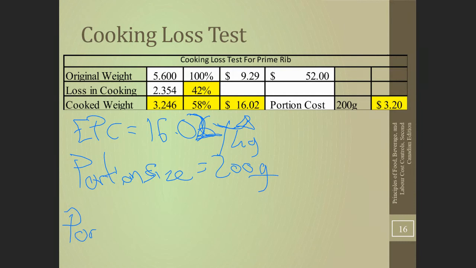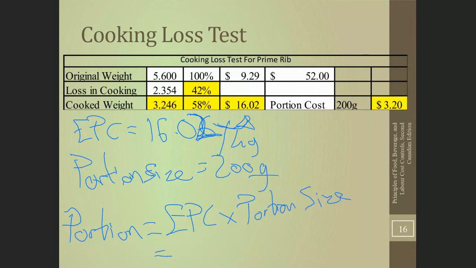So our portion cost is the EPC multiplied by the portion size. In this case, our EPC is $16.02 per kg. I think I've said that like a million times today. Now, what is 200 grams converted to kilograms? Exactly. I'm really happy you all know that. It's 0.2. So everybody in your calculator, put $16.02 and multiply it by 0.2. What do you get?